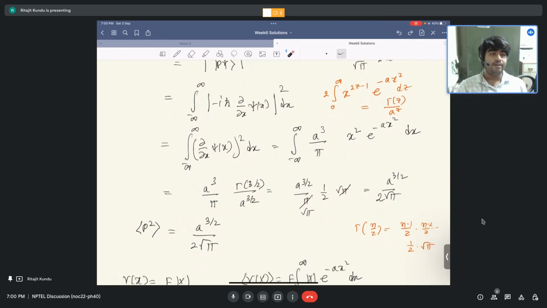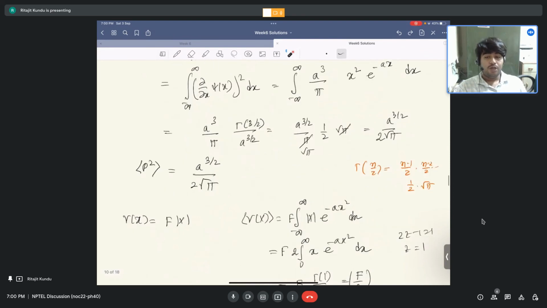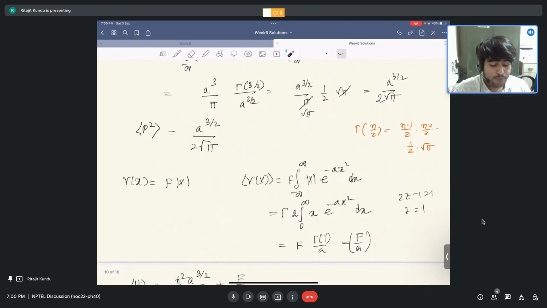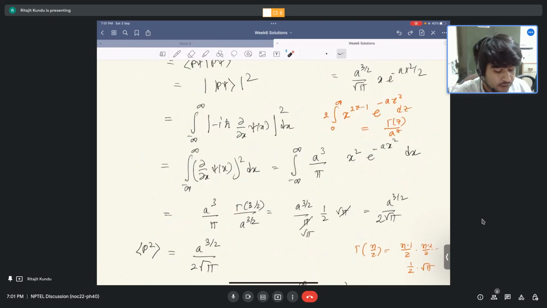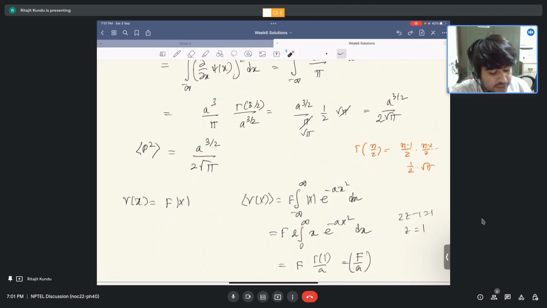Okay, I am done with the p square average, and now I have to deal with the potential. The potential in this case is given by f mod x. I have inserted it here, and because this is a mod and all of the things inside are even functions, I'll just take the limit 0 to infinity and multiply by 2. Now you are familiar with this, I have just written down this identity of the gamma function. So you write this in terms of gamma function, and this becomes gamma 1 by a. So the whole expectation value becomes f by a.